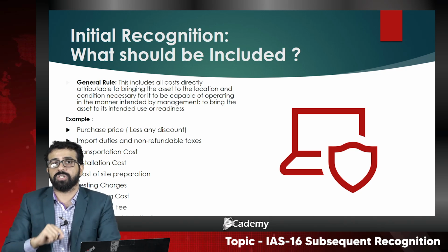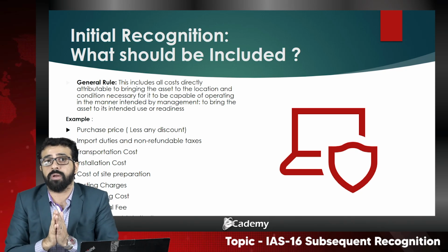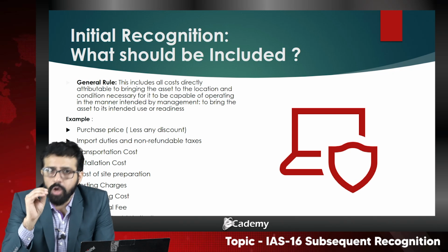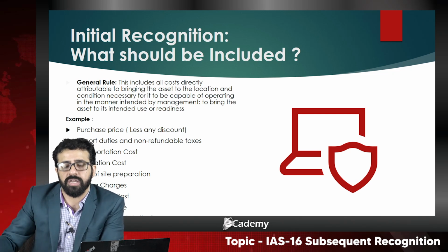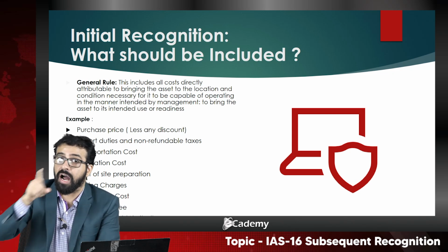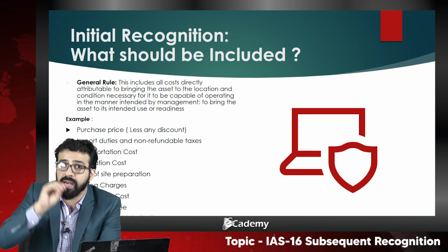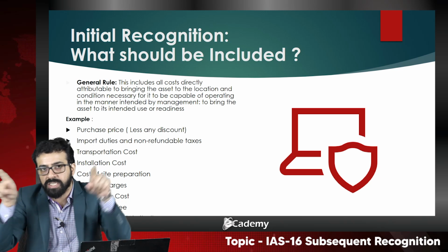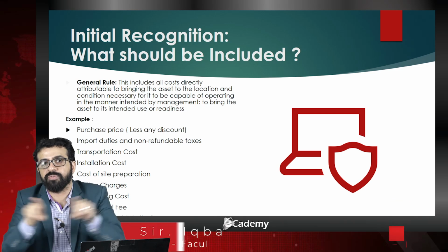So that particular installation cost also becomes part and parcel of the game, because why would you hire an engineer if the asset would not be there? You have hired an engineer because the asset is there. So that is directly attributable. That is the specific cost.